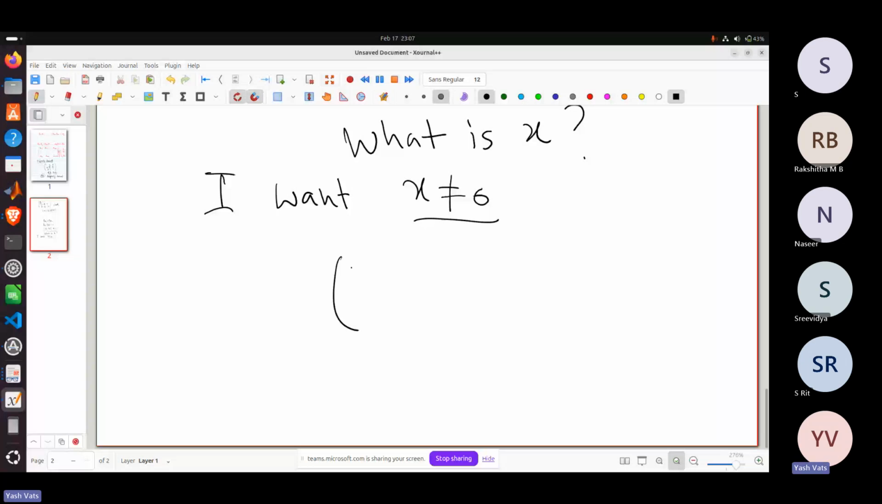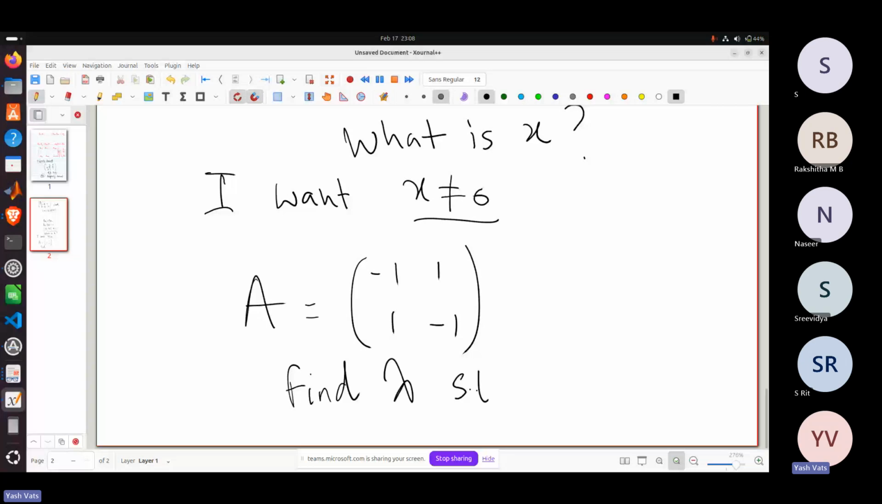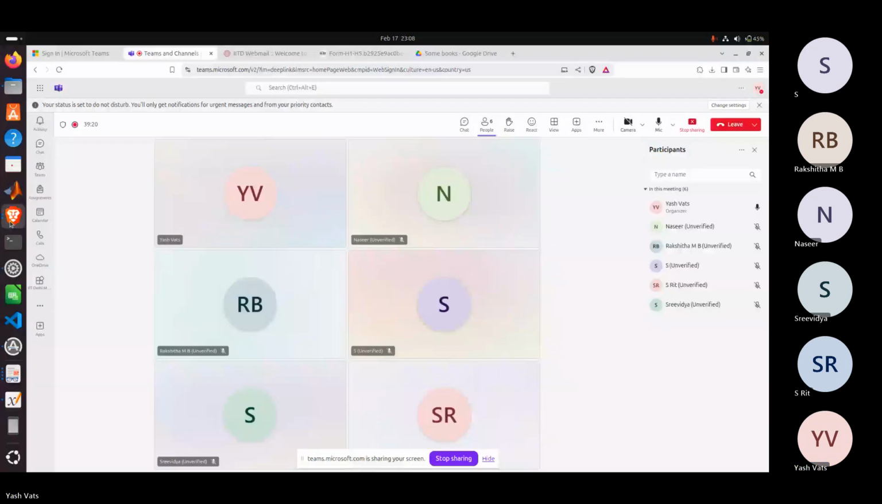Okay, maybe a simple one would be good. So I'm going to give you a simple matrix: minus 1, 1, 1, minus 1. So this is your A. Find lambda such that (A minus lambda I) x is 0. Can you try that? Everyone, just try this one and let me know what's the answer.